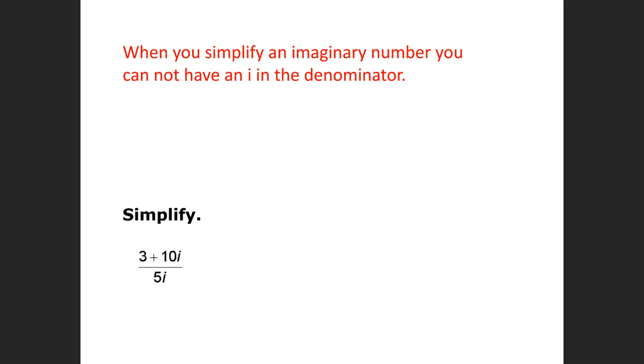When you simplify an imaginary number, you cannot have an i in the denominator. Hopefully in, let's say, Algebra 1, you learn that you can get numbers out of denominators, like, for example, even fractions. Let's say I had 3 halves, and I want to get that 2 out of there. I could multiply top and bottom by 2, right? So that would give me 6/4. I no longer have a 2 in the bottom. Well, same thing here. I'm going to multiply top and bottom by i. Because when you multiply the top and bottom by the exact same thing, you're really multiplying by 1.